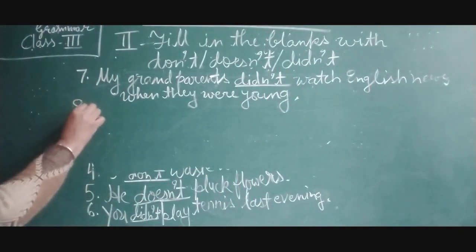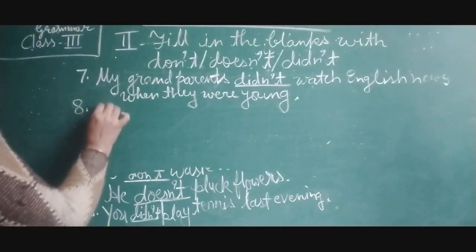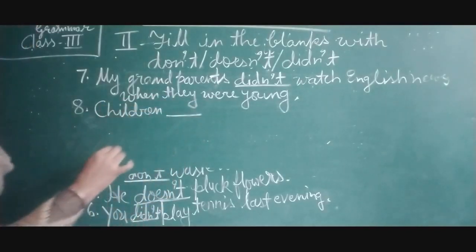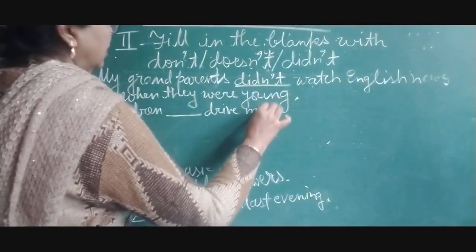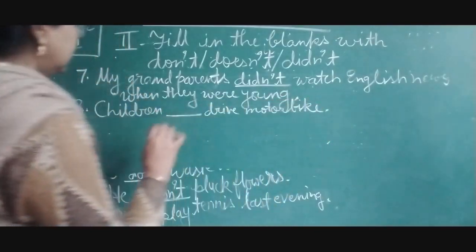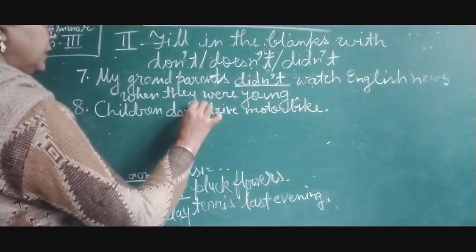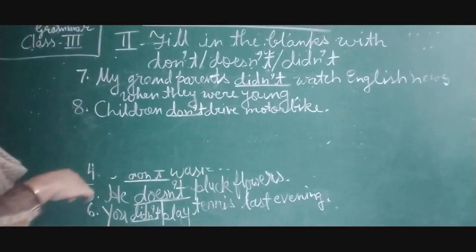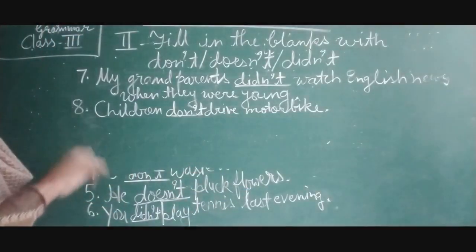Now we are going to do 8 number. 8 number is children dash drive motorbike. Children do not. Okay, so we will use don't. Children don't drive motorbike, because the children over here you can see this is plural. So that is why we will use children don't.